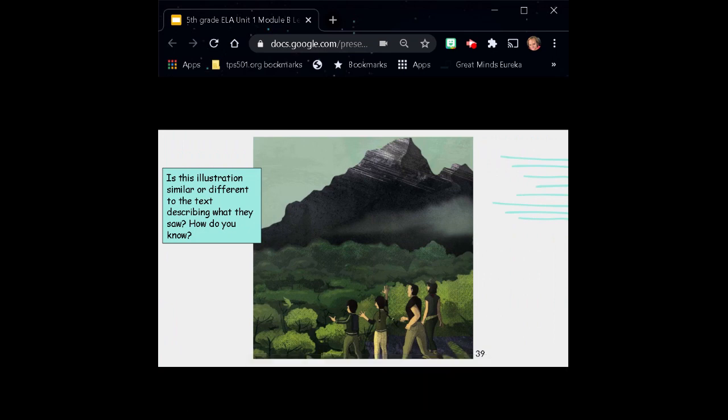So, what do you see? Is this illustration similar or different to the text describing what they saw? And how do you know?